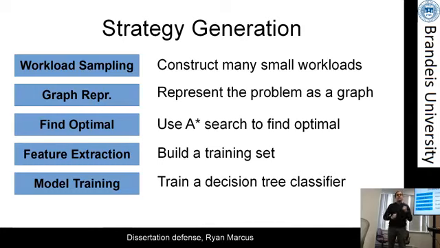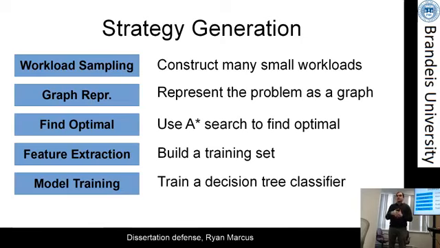Then we represent the problem of assigning all of these queries to their clusters as a graph. After we've represented it as a graph, we use the A-star search algorithm to find the optimal path through that graph. And the optimal path through that graph represents the optimal answer to our bin packing problem.